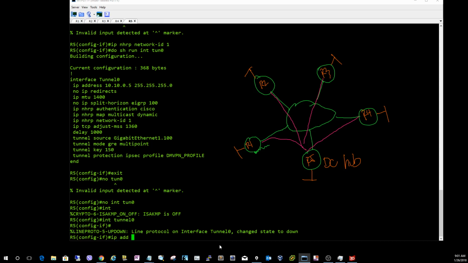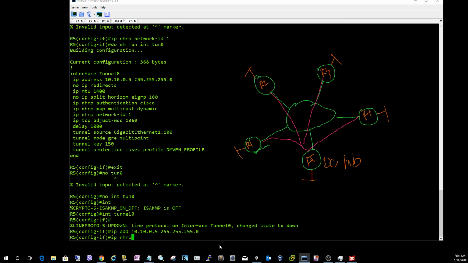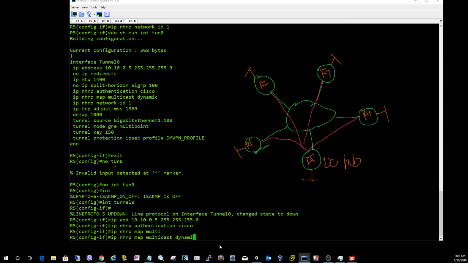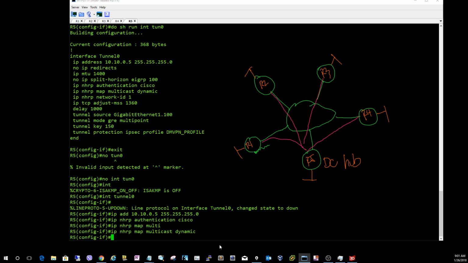So IP address 10.10.0.5, 255.255.255.0, IP NHRP authentication Cisco, IP NHRP map multicast dynamic. And I think that's it for the IP NHRP section.